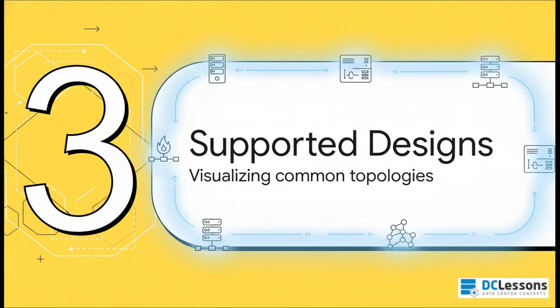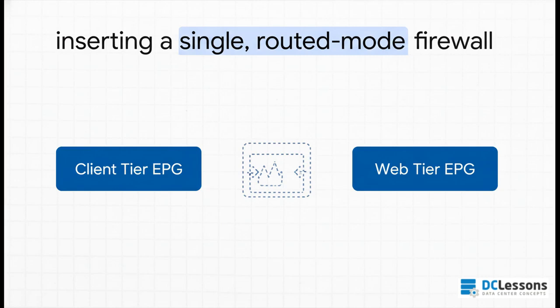Okay, enough with the rules, right? Let's actually see how all this stuff applies to real-world designs. This is where the concepts really start to click. We're going to start with the bread and butter scenario, the one you'll probably see the most. We're inserting a single routed mode firewall between two EPGs. Let's say your client tier and your web tier.